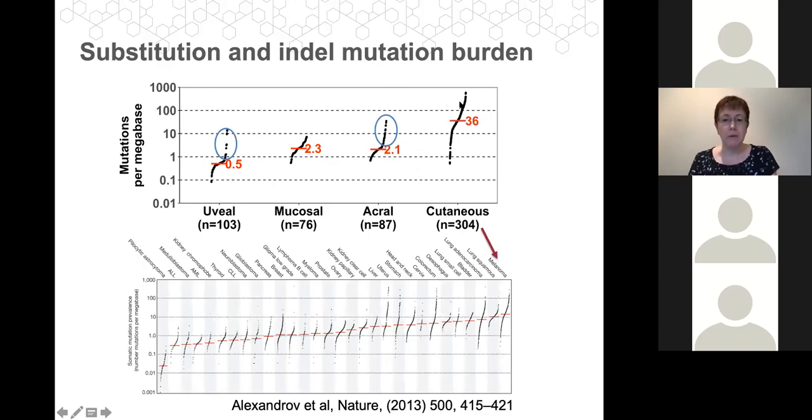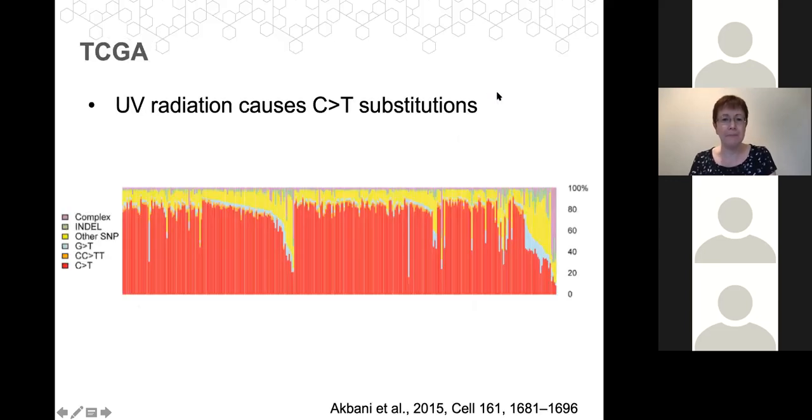So the cutaneous melanoma has a very high mutation burden, and it is one of the most highly mutated of all cancer types. And this is just showing the mutation burden of various cancer types from a publication in 2013. This high mutation burden has been known for a long time in cutaneous melanoma, and that it is a result of mutations induced as a result of ultraviolet radiation.